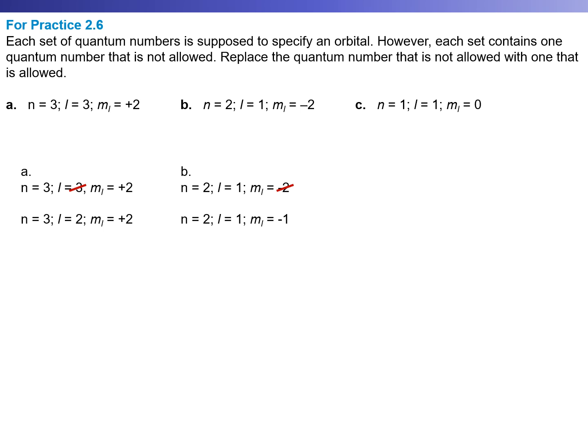Now what about our third set of numbers? Here we have a principal of 1, an angular momentum of 1, and a magnetic number of 0. This is a lot like our first problem, where we had an issue with angular momentum. Angular momentum cannot be equal to principal; it has to be 1 less. So if we were going to correct it, we would say the principal is 1, angular momentum is 0, and our magnetic number is also 0.